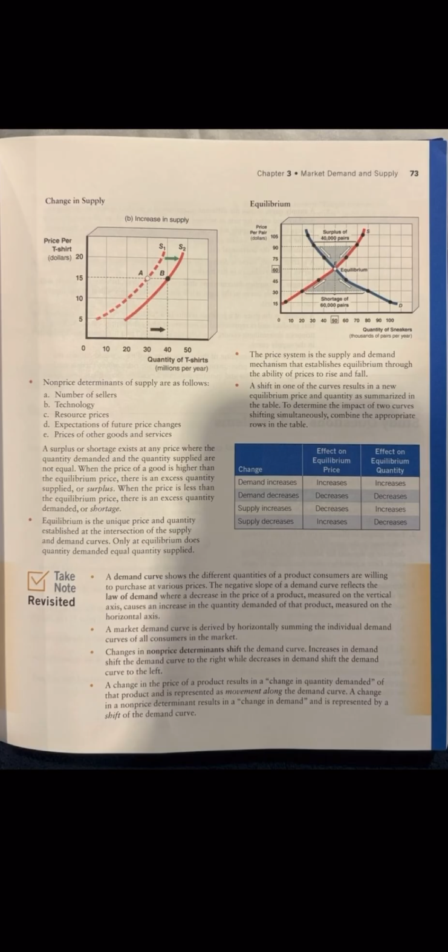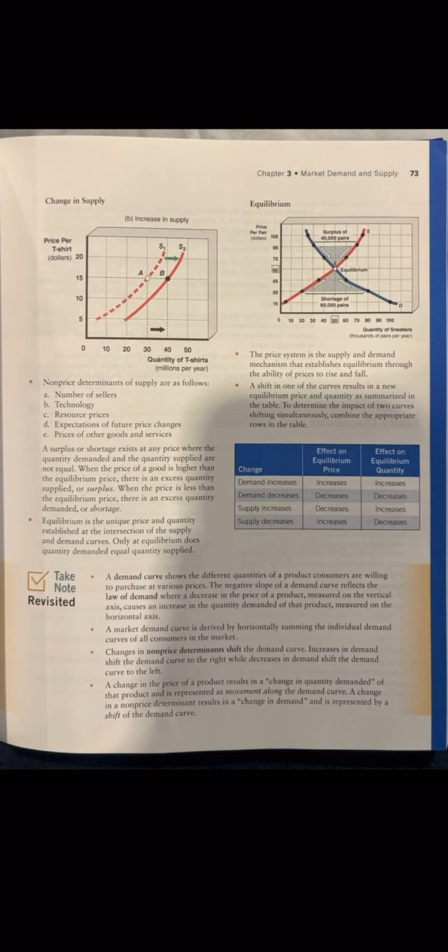A surplus or shortage exists when, at any price, the quantity demanded and the quantity supplied are not equal. When the price of a good is higher than the equilibrium price, there's an excess quantity supplied, or surplus. When the price is less than the equilibrium price, there's an excess quantity demanded, or shortage.